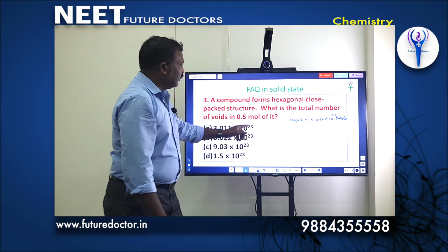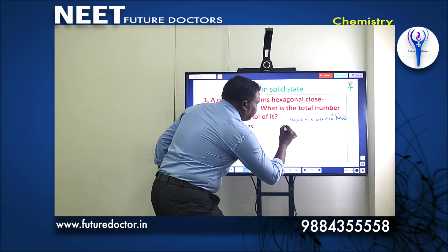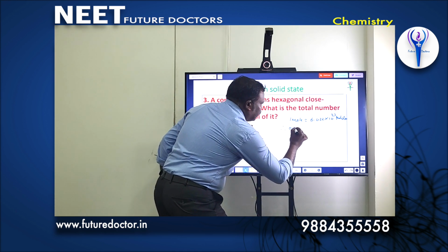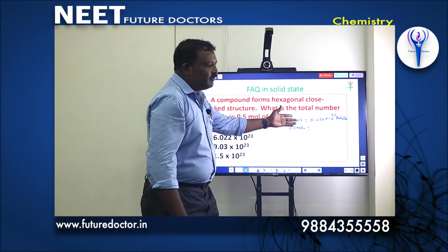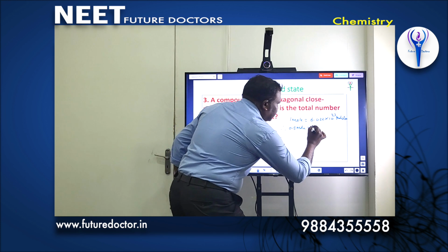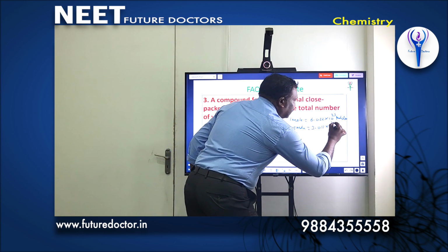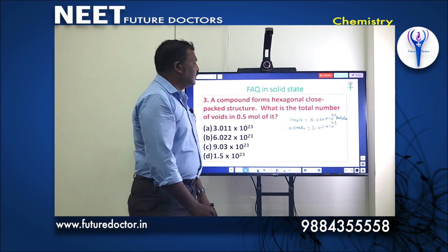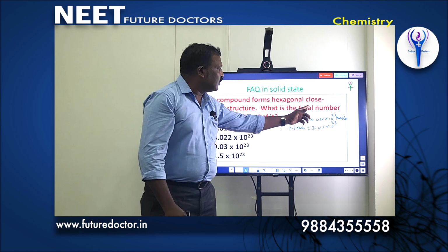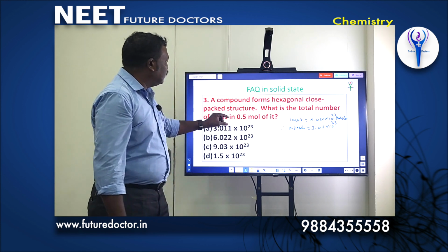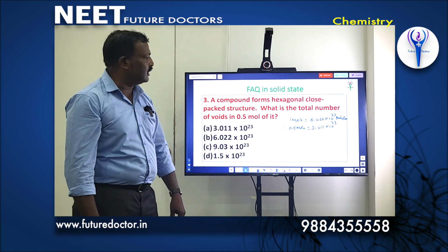But they are asking about 0.5 mole. 0.5 mole means just half of this, no? So the answer will be 3.011 into 10 power 23 particles. Understood? Now the question asks for the total number of voids. Total number of voids means you have to add octahedral voids as well as tetrahedral voids. Both we should add.